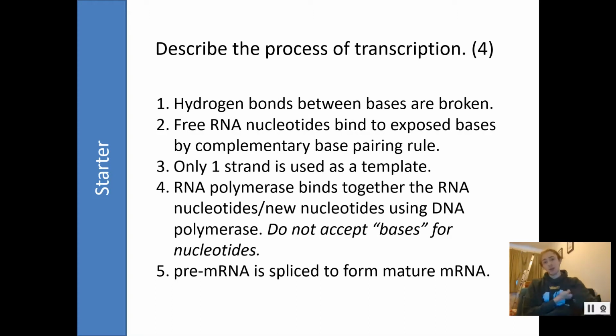If you're writing bases, you're talking just about the A, the U, the G, and the C. And that's not what's joined together. The whole nucleotide is joined together. In fact, the bases don't get joined together at all. They just flip off by themselves. And then the pre-mRNA is spliced to form mature RNA.